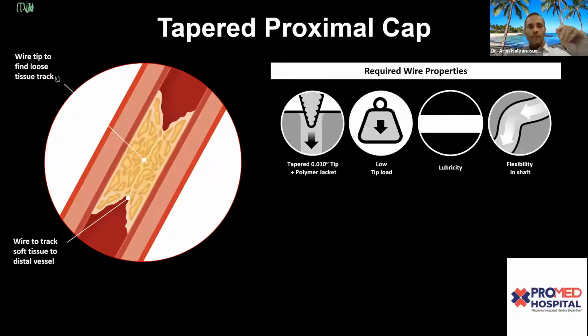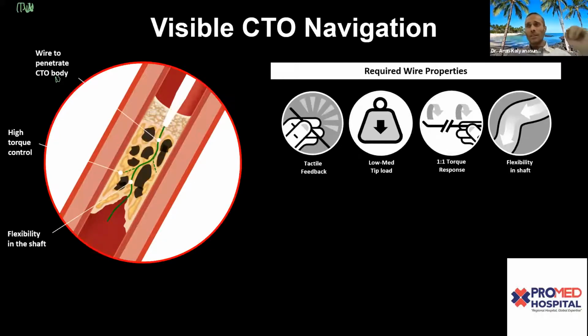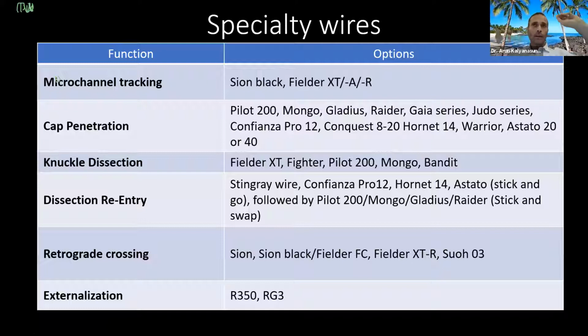It's important when you start using CTO wires that you understand the function of the CTO wire. Do I want something with a low tip load? Am I looking at a tapered proximal cap, and am I just trying to wire this? So that's very different. And am I trying to just cross the CTO with like an XTR or something? I just want good feedback. So in that case, I don't need a lot of tip load. I want good torque response. Now, the wires that we use for this are very different than the wires that we use for collateral crossing, where you want a low tip load, etc. So you got to marry the function of the wire to the wire properties essentially.